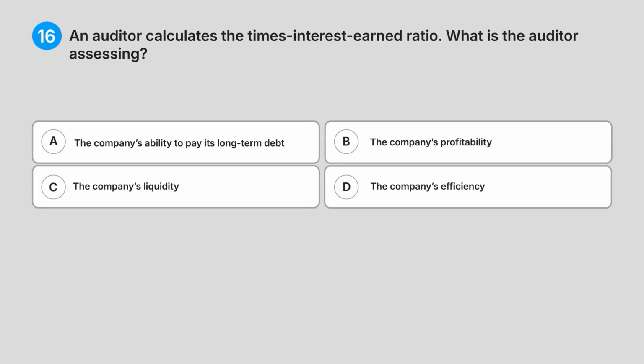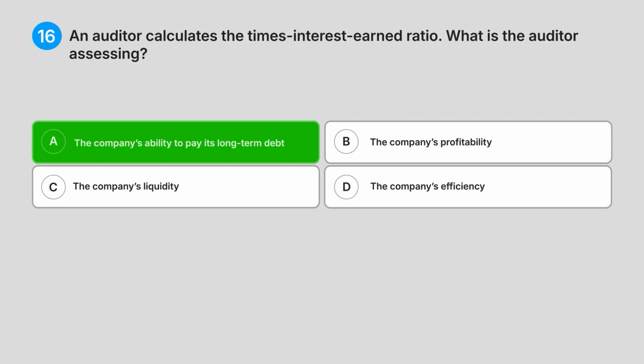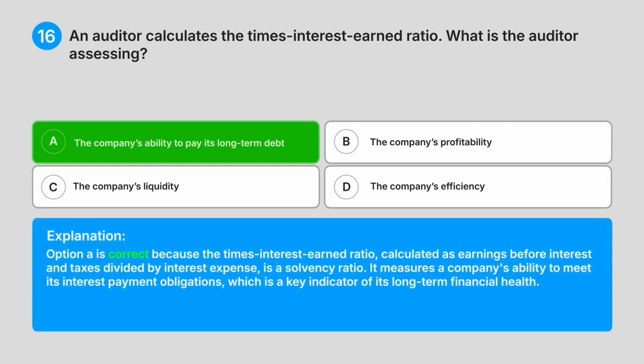Correct answer, A. The company's ability to pay its long-term debt. Explanation. Option A is correct, because the times interest earned ratio, calculated as earnings before interest and taxes divided by interest expense, is a solvency ratio. It measures a company's ability to meet its interest payment obligations, which is a key indicator of its long-term financial health.